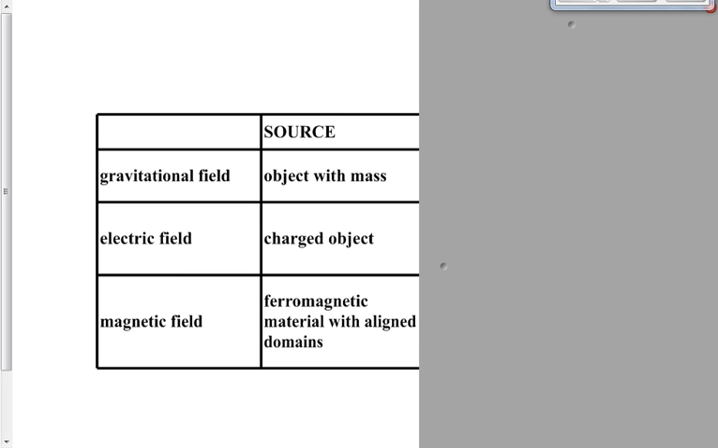What's an easier way of saying that? What's an easier way of writing what I wrote down right here? A magnet. A ferromagnetic material with aligned domains is just a magnet. But doesn't it sound smarter when you write it like that? You can just write down a magnet if you want. I'm not sure why I wrote it down like that.